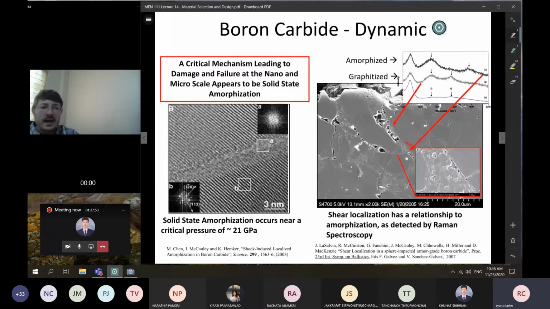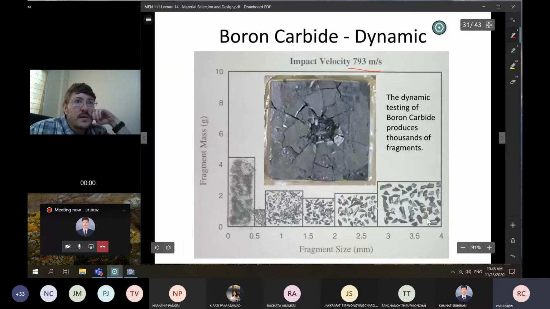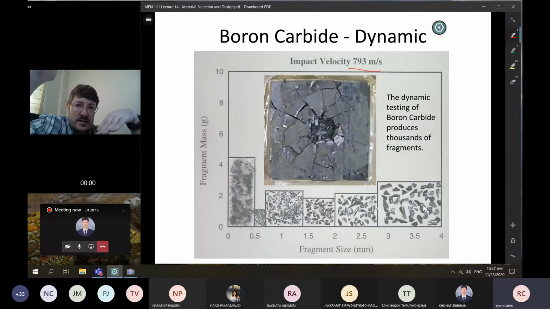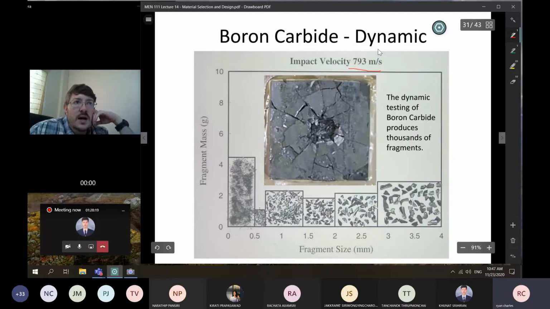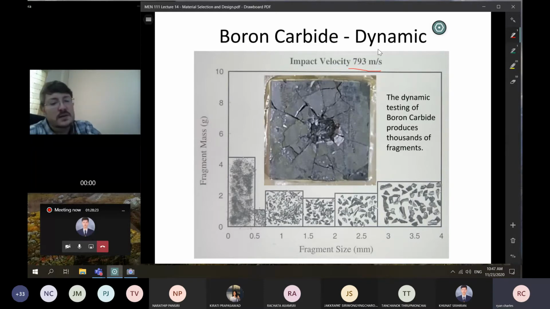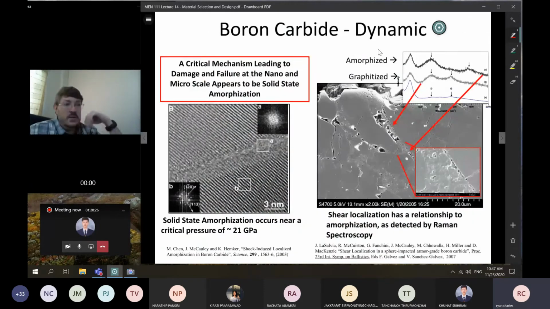And then you could study those fragments and find new mechanisms, right? This was somebody being curious and doing something as simple as counting the broken pieces and realizing that there was a significant difference in the number of pieces when you went to a higher velocity. The number of pieces got dramatically different all of a sudden.